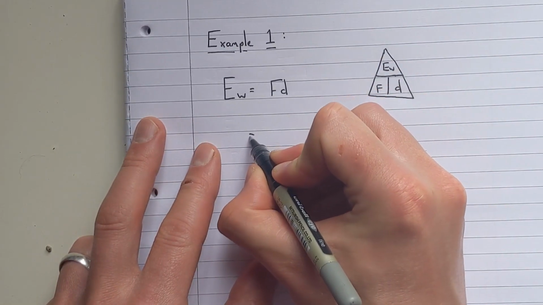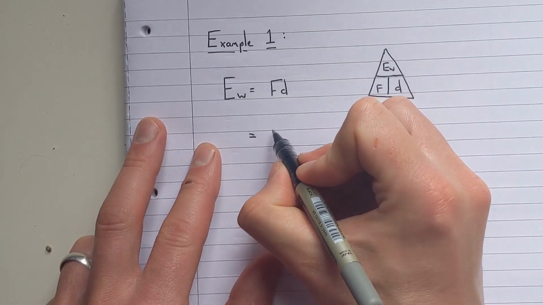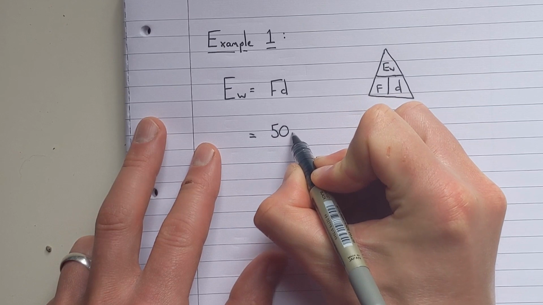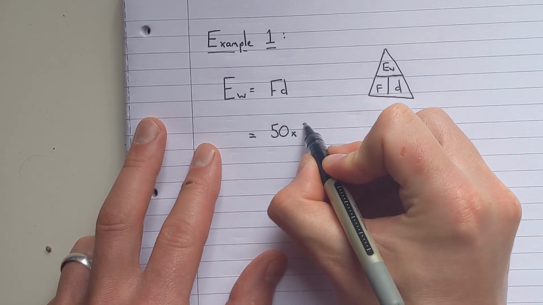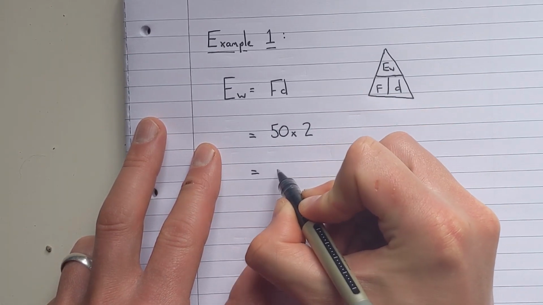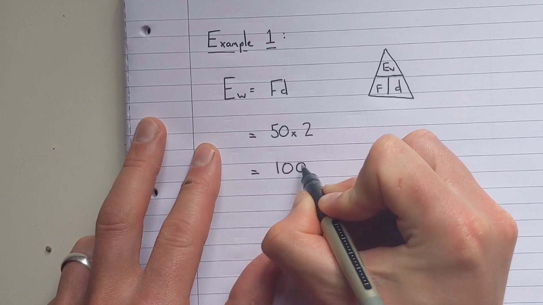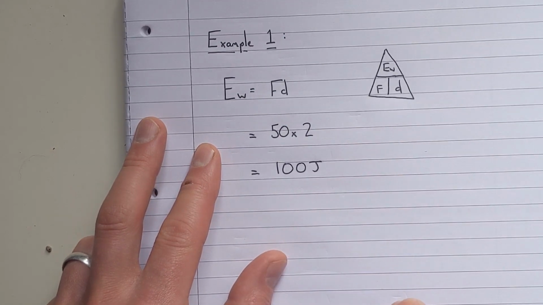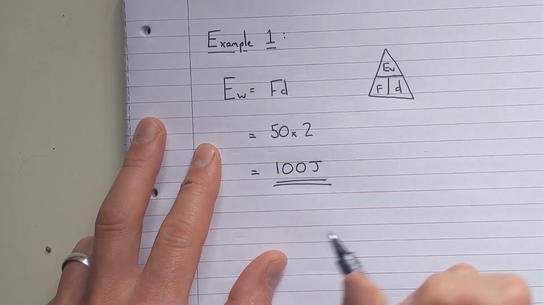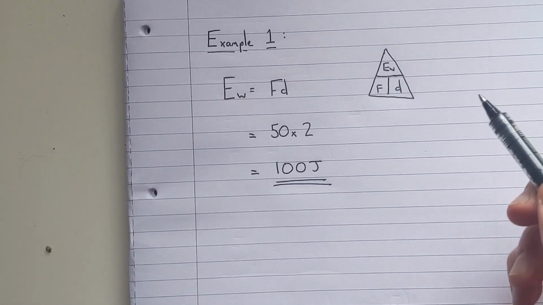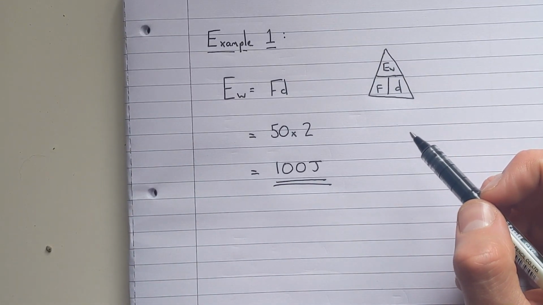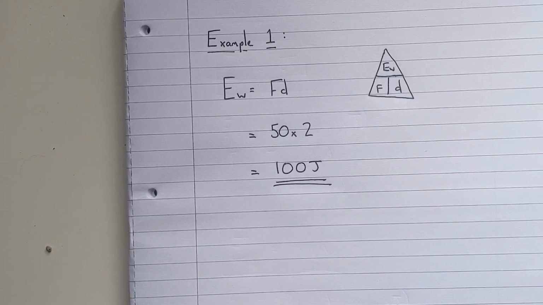So, the force here was 50 newtons. The distance was 2 meters. So the work done is just going to be 100 joules. Okay? So hopefully that's a little bit straightforward and you understand that. That's example 1.